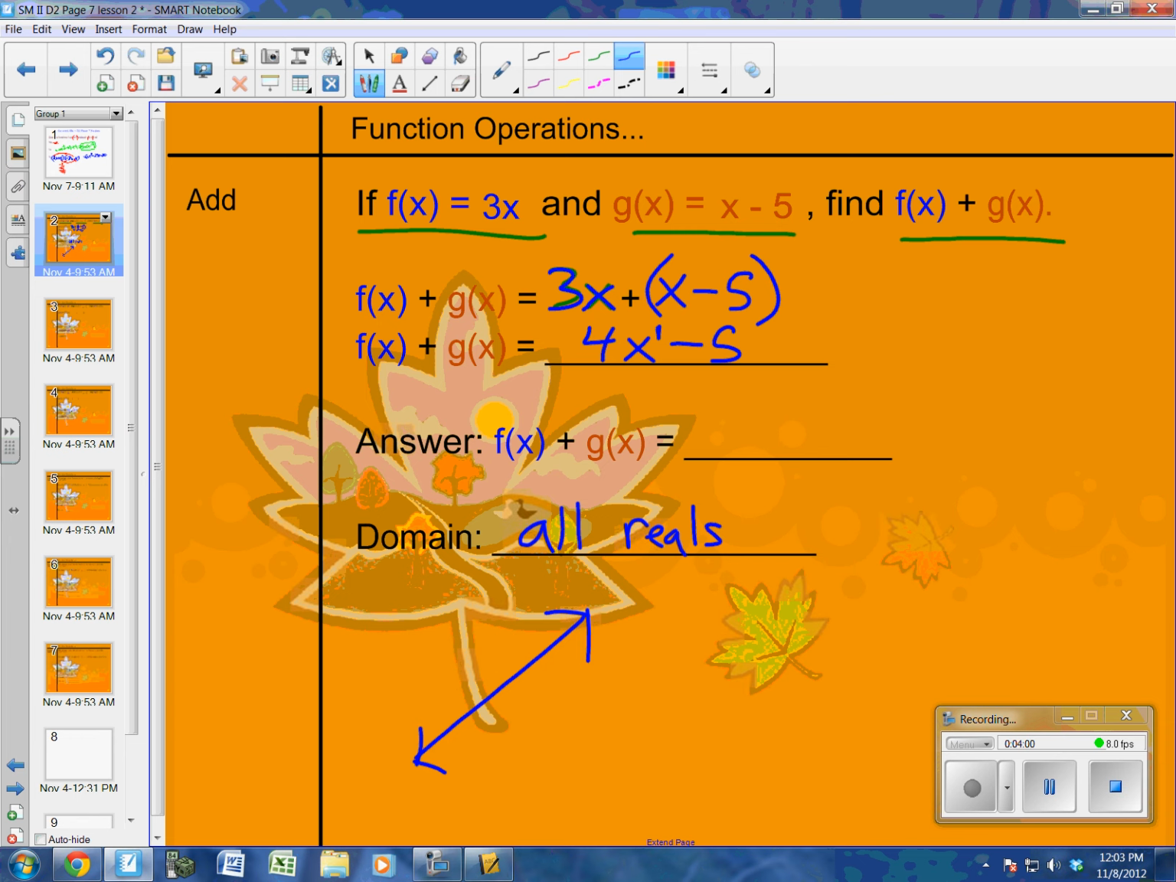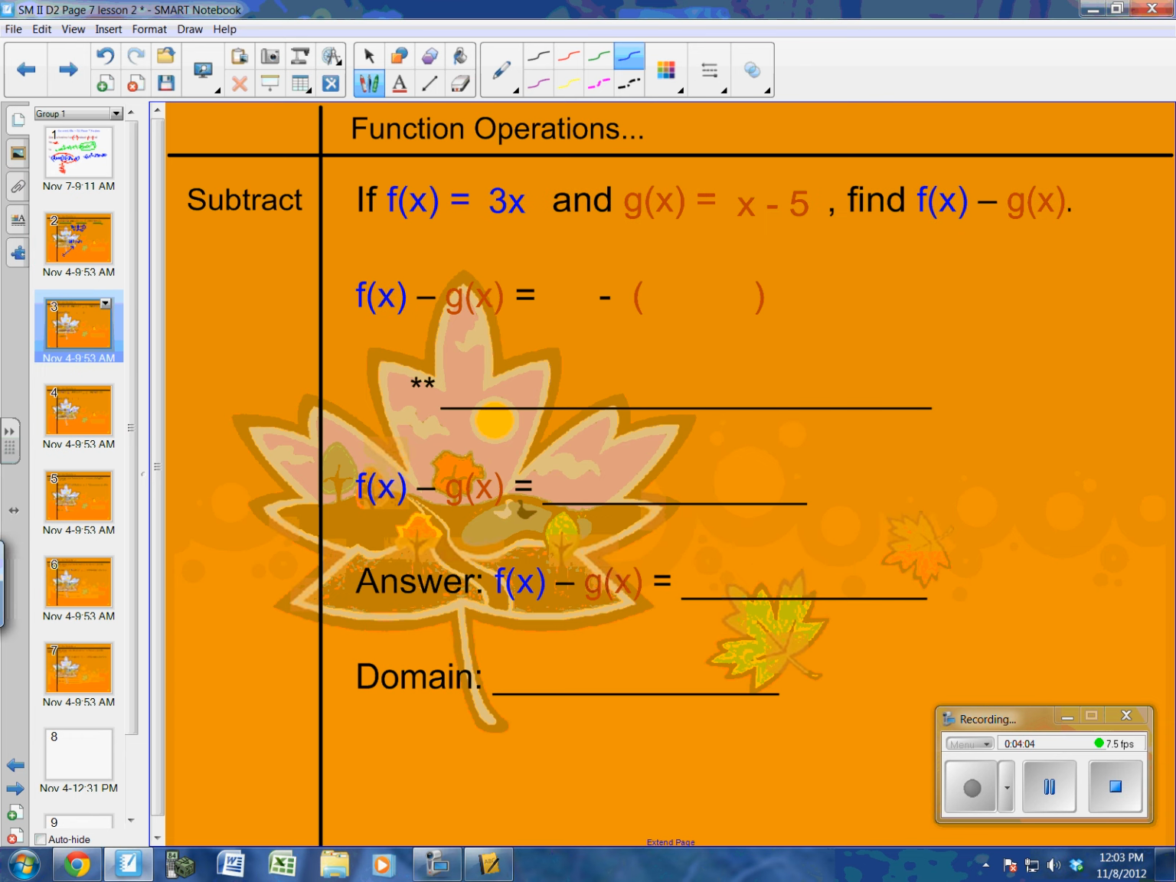Okay. All right, next one. Right here, we are given f of x minus g of x, and f of x and g of x are the same two functions as last one. And so we have 3x, and then here's a subtract sign, minus x minus 5. Now, this one, do we need parentheses? Why? Why, Stephanie? Okay, because we want to subtract both terms.